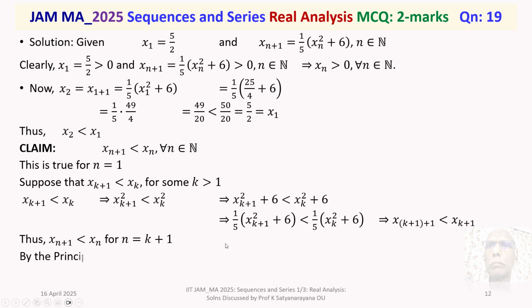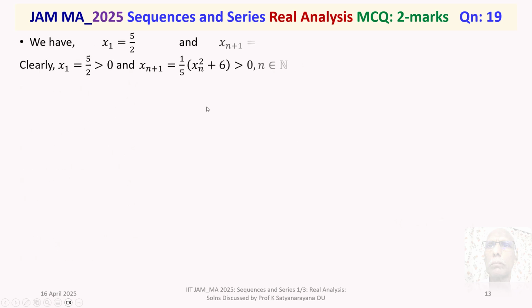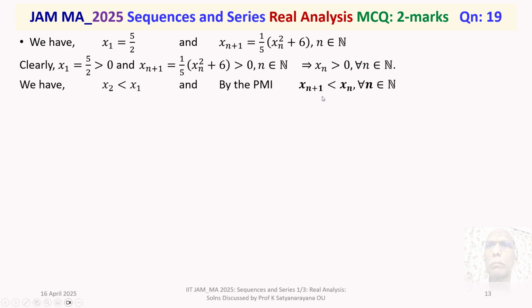Now by the principle of mathematical induction, this inequality xn+1 less than xn is true for all n belongs to N. Thus, xn+1 less than xn for all n belongs to N. This implies the sequence xn is a monotonically decreasing sequence. Agreed? We got one answer.